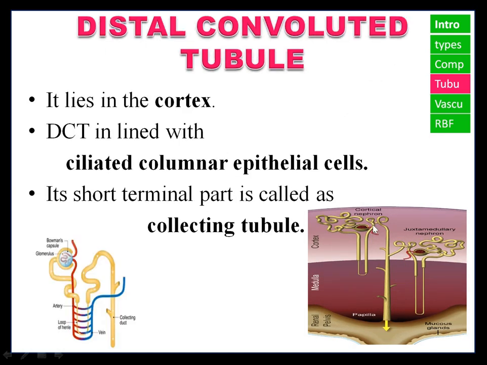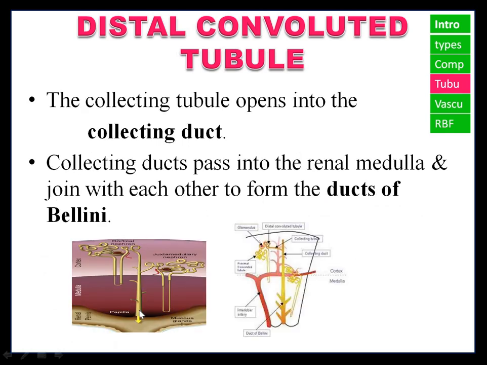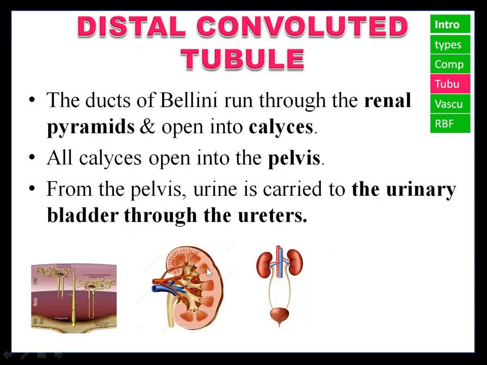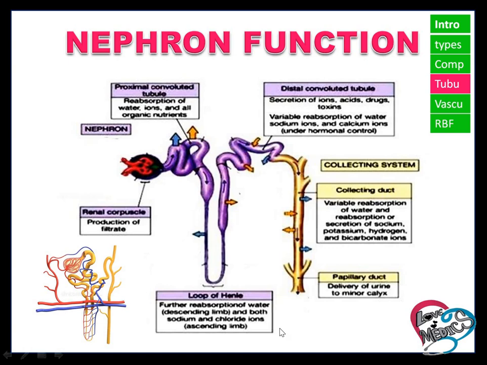The loop of Henle continues and forms the distal convoluted tube. It lies in the cortex. This distal convoluted tube is lined with ciliated columnar epithelial cells. Its short terminal part is called collecting tubule. Collecting tubules from the other nephrons are joined and form the collecting duct. Collecting duct passes into the renal medulla and forms the duct of Bellini. The duct runs through the renal pelvis and opens into the calyx. All calyces open into the pelvis. From the renal pelvis, urine is carried to the urinary bladder through ureter and the urine is released from urinary bladder by urethra.